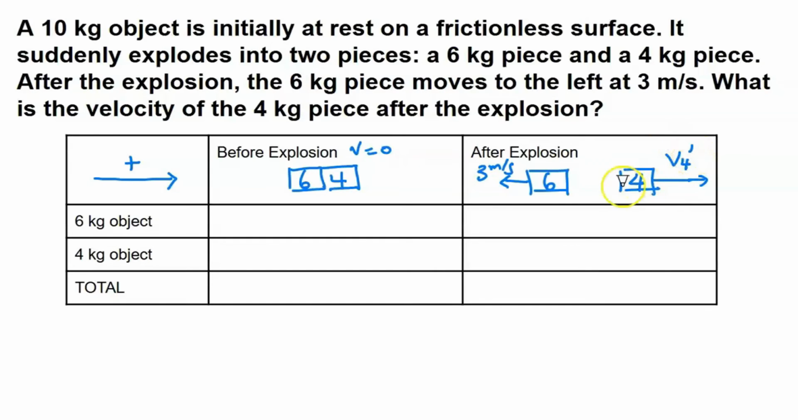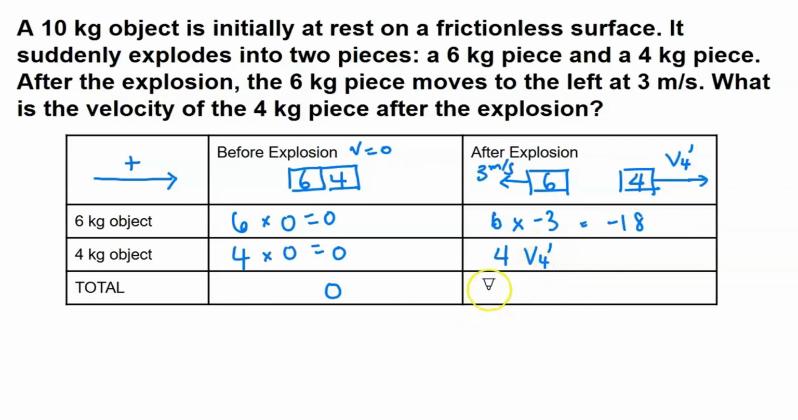So v4 prime. And now I'm going to calculate the momentum of each object before the explosion. Before the explosion, the 6 kilogram object will have a momentum of 6 times 0, which is 0. The 4 kilogram object will have a momentum of 4 times 0, which is 0. The total momentum before the explosion is going to be 0. And then after the explosion, the 6 kilogram object will have a momentum of 6 times negative 3, because it's going in the negative direction, which gives me negative 18. And then the 4 kilogram object will have a momentum of 4 times v4 prime.